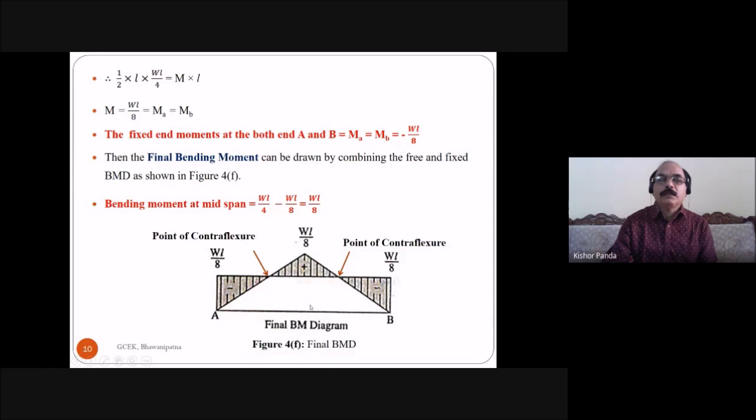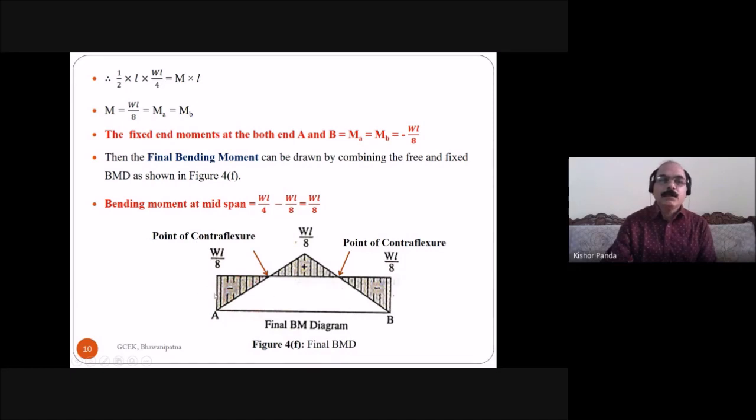So this total height is WL by 4, and this is the fixed BMT. The total height of this fixed BMT is equal to WL by 8. Then this portion cancels out due to positive and negative, because the free BMT is positive and you are assuming the fixed BMT is negative, so you also get a negative value, minus WL by 8. So here this portion cancels each other. So this is the final bending moment diagram, or combined bending moment diagram, of the fixed beam.